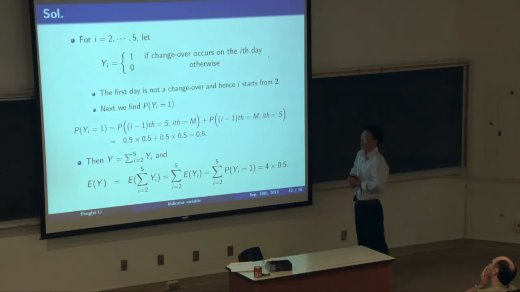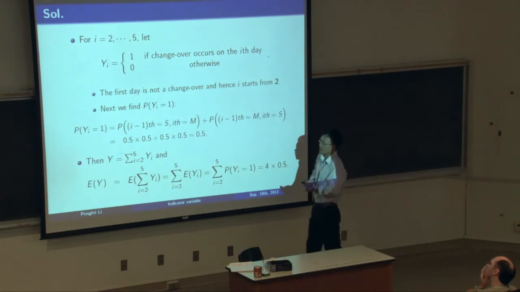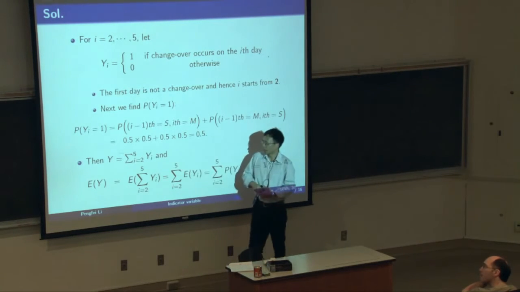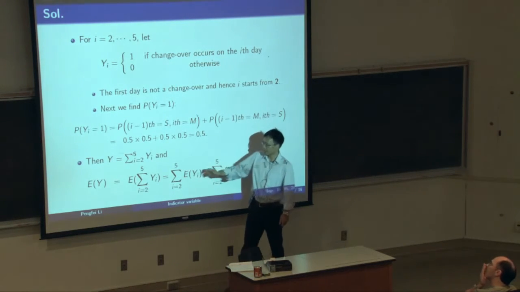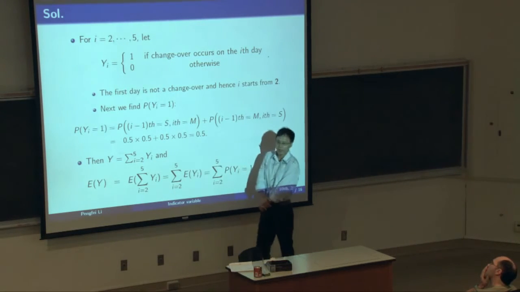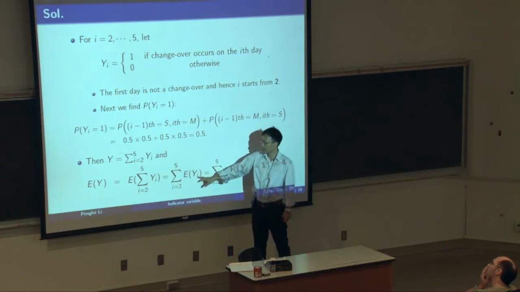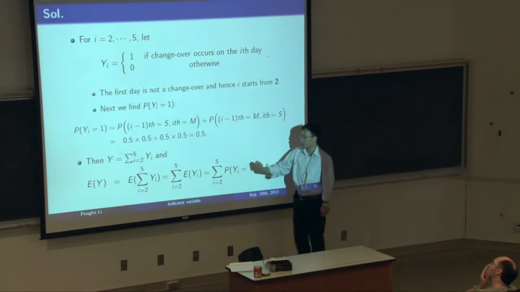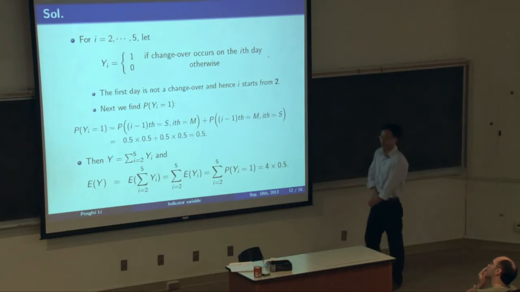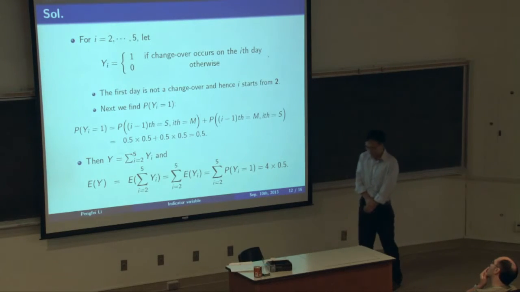And then we express our Y in terms of the summation of Yi. So we express Y to be the summation of 4 indicator variables. Again, we just follow the previous step. The expectation of Y is equal to the expectation of the summation. Exchange the order, replace the expectation of Yi with the probability of Yi, and plug in 0.5, then you get 4 times 0.5.